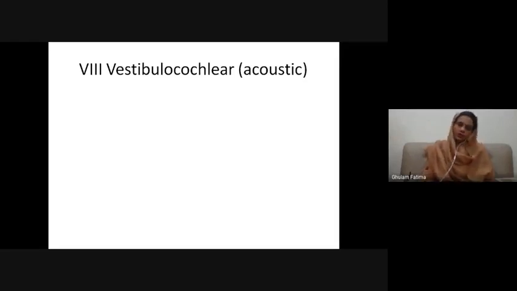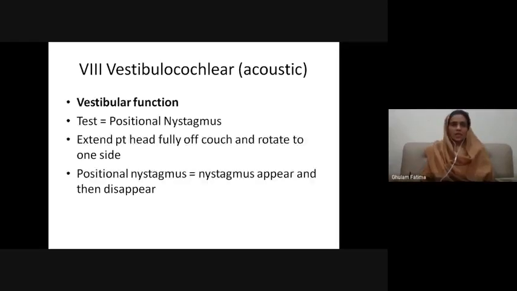Starting from the second part of this lecture, we are starting from the testing of the eighth cranial nerve, that is the vestibulocochlear nerve. So we'll be testing the vestibular component separately and the cochlear component separately in this case. So the vestibular function, basically to check the vestibular function, will be testing the positional nystagmus.